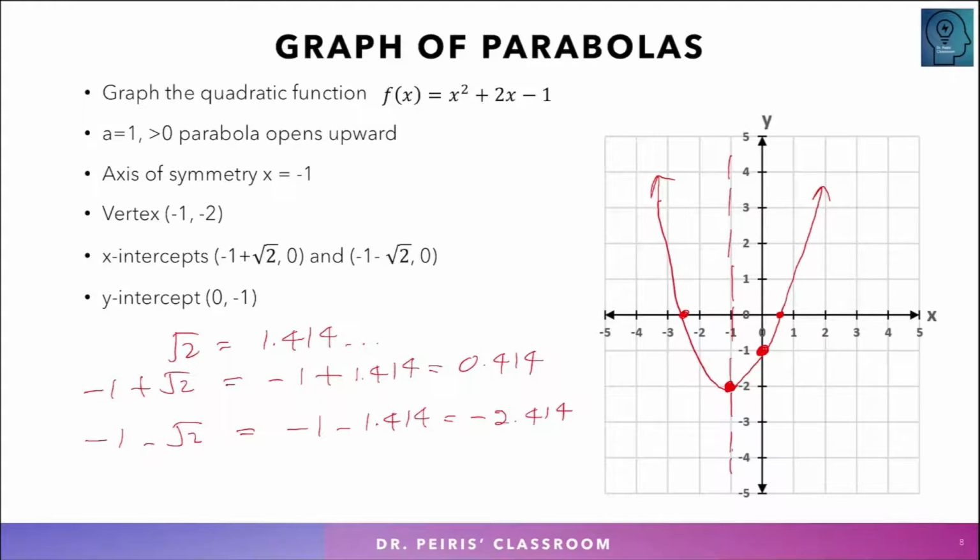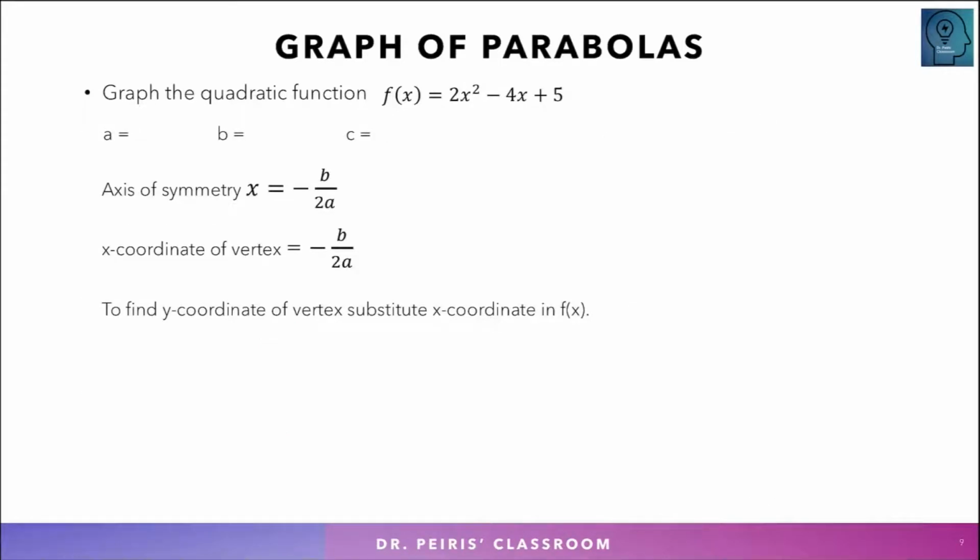Now let's see another example. This one is 2x squared minus 4x plus 5. So what is the value of a? a is 2, b is negative 4, c is 5. The axis of symmetry is x equals minus b over 2a. Minus b is minus negative 4, and 2 times a is 4. So minus times negative 4 is positive 4, over 4 is 1. Similarly, the x-coordinate of the vertex is 1.